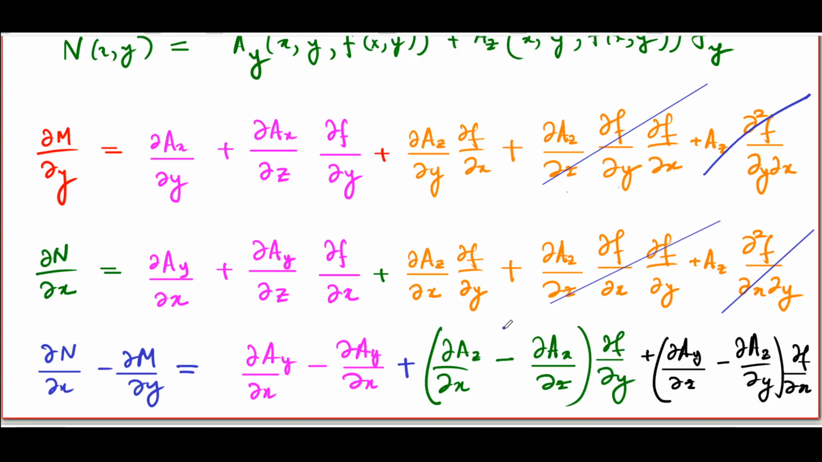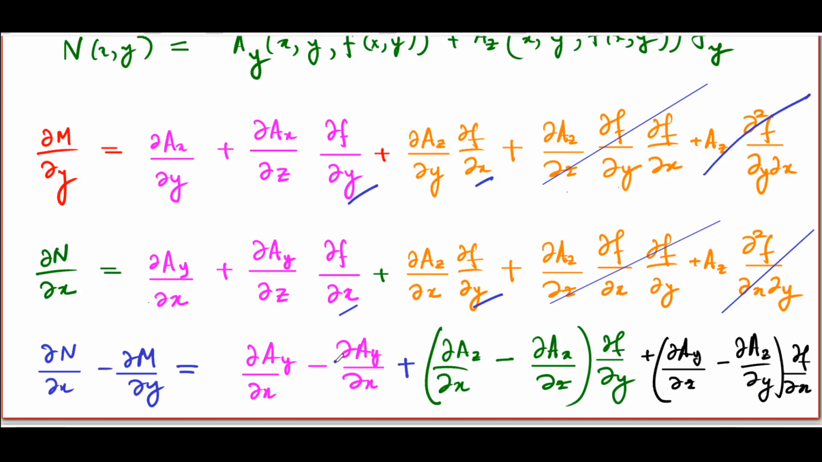Now you have 6 terms left over still, and these 6 terms can be grouped into simple pieces. One which has no partial derivative of f multiplying it, that is del ay del x. Remember, we are doing del n del x minus del m del y. Del ay del x minus del ax del y, that's this piece. Then two more pieces which have del f del y in them, that is these two. So you get del az del x minus del ax del z. And one more pair rather, which have del f del x multiplying both terms, and that's del ay del z minus del az del y.